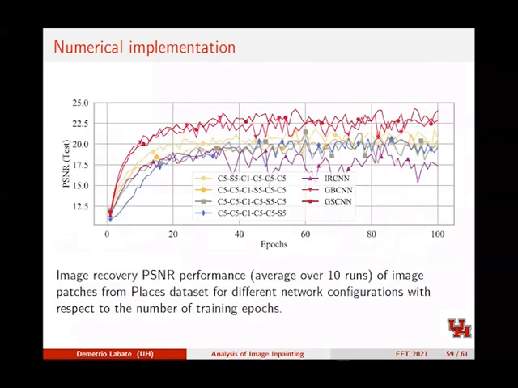On this plot, I also compare the convergence of the training of the network. This is the PSNR performance run on patches for different configurations of the network. The IRCNN, which is the conventional one, is in purple. You see that it is the lowest curve, and all the other curves are above. In fact, the type of network that we adopt is the one in red on top. This is the GB CNN and GS CNN that I will show next.